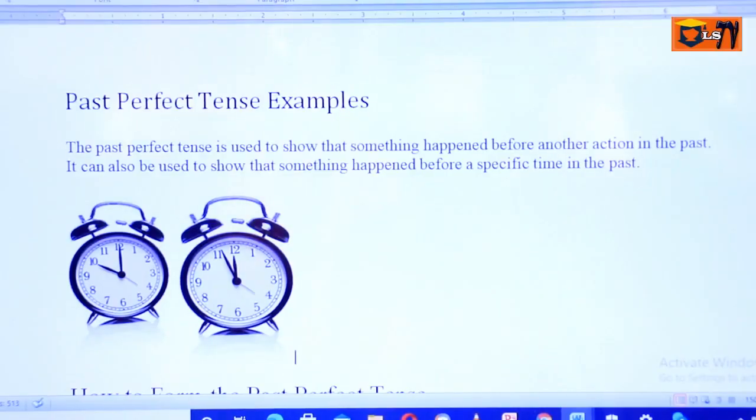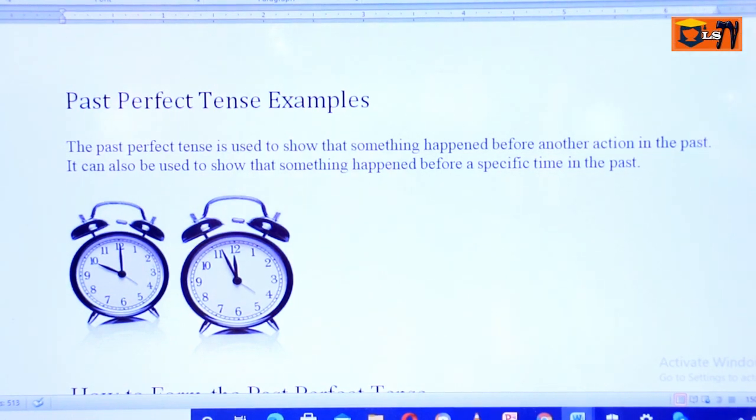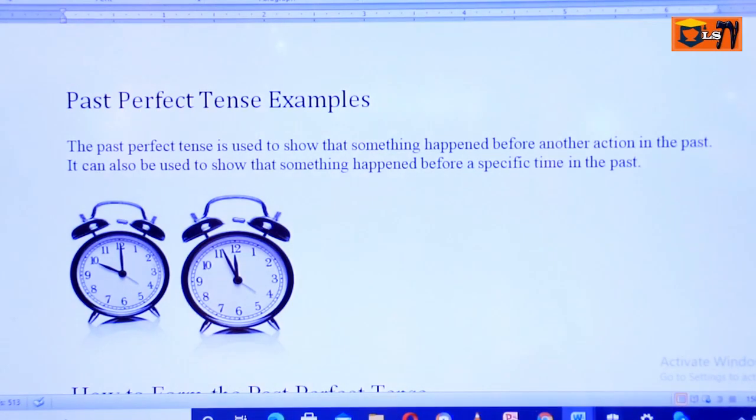Let's get started. Past perfect tense examples. The past perfect tense is used to show that something happened before another action in the past. It can also be used to show that something happened before a specific time in the past.